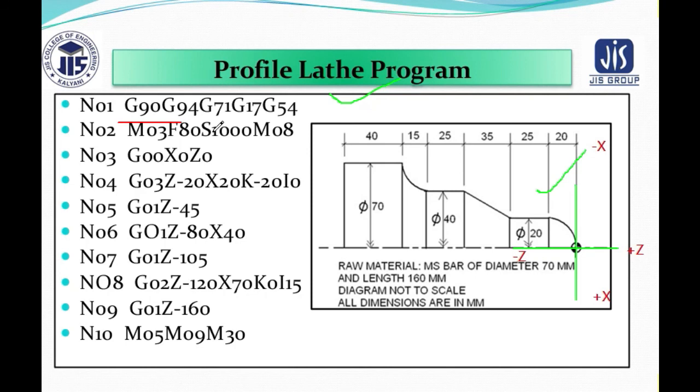Okay, and G94 is none other than feed rate in millimeter per minute. And G71 is what? Metric code. Again I am writing, that means the dimensions are given in metric. G71 is your metric programming. So don't worry, it is all about metric programming. Clear? And you know the basic structure of writing a program.